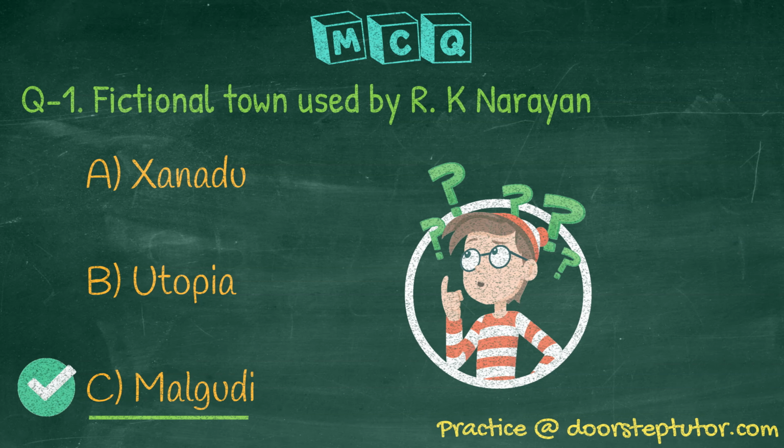And the other two options you have to know about these. Option A is Xanadu. Xanadu was a fictional town adopted by Coleridge. Option B, Utopia. It was a fictional town adopted by Thomas More. Okay. Know these also. These are also important.